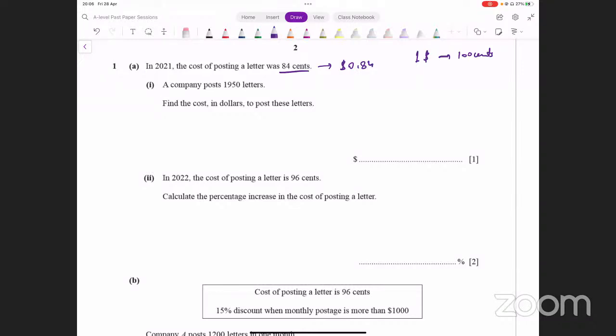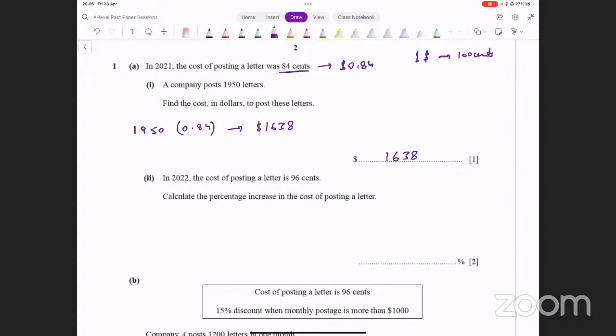All you have to do is just multiply these two numbers. The cost of 1 letter is 0.84. Multiply this with 1950 and see what that gives you. That's going to give you the total cost. Okay, 1950 into 0.84, that is $1,638. That's the cost that we get. $1,638.